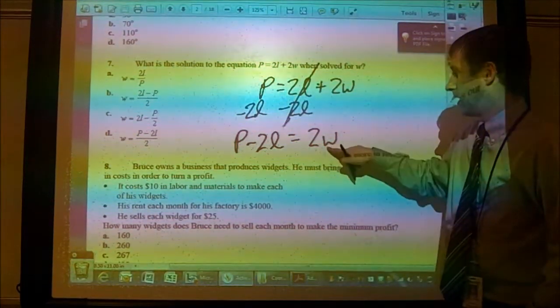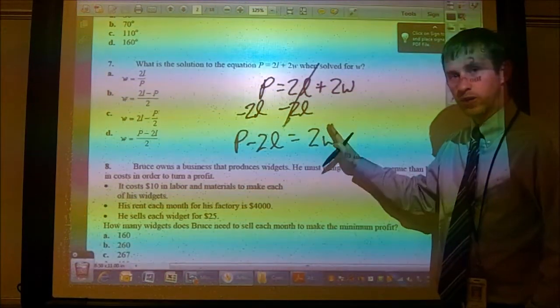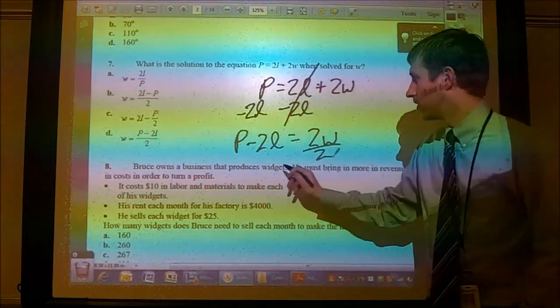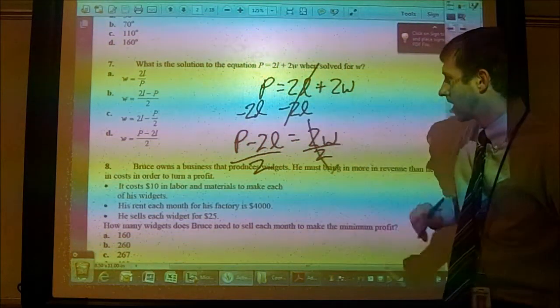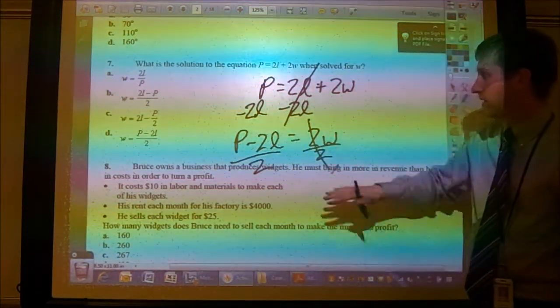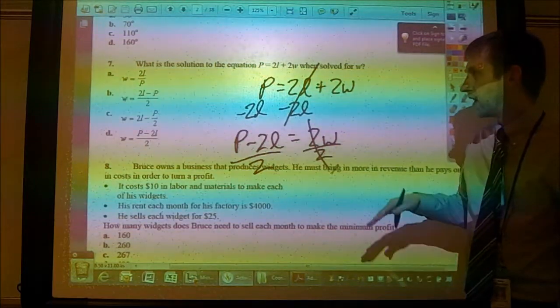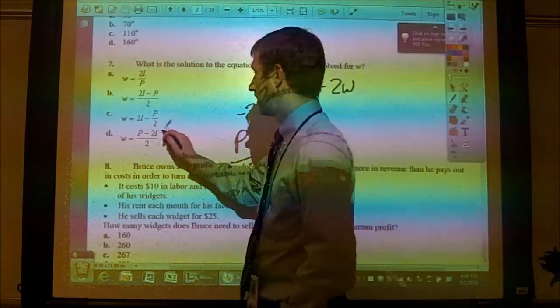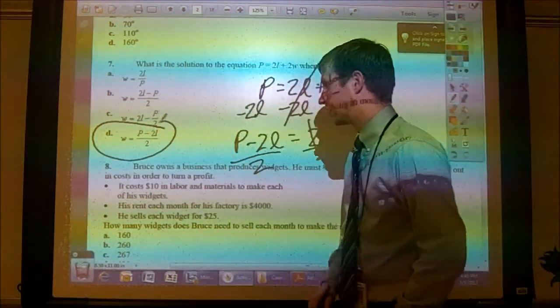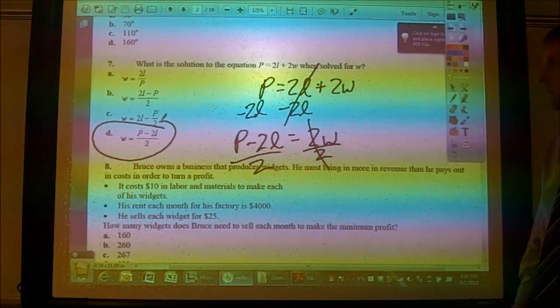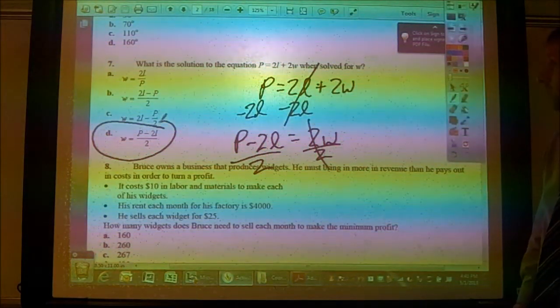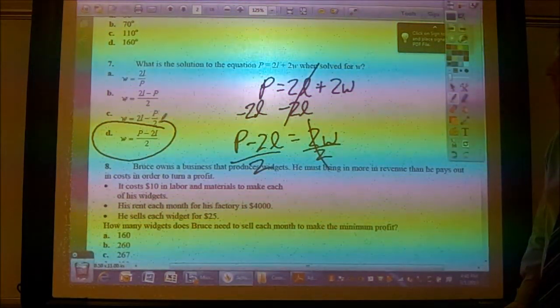Then I want to get rid of the 2. It's 2 times W. The opposite of multiply, or the inverse of it, is to divide. So I divide by 2. It cancels, and I've got my W by itself. And I notice there's maybe a little bit of simplifying. Sometimes they like to split it up, but my best answer is D over here, or it matches up there. W equals P minus 2L divided by 2. That would give you the width of a rectangle, given the perimeter and the length.